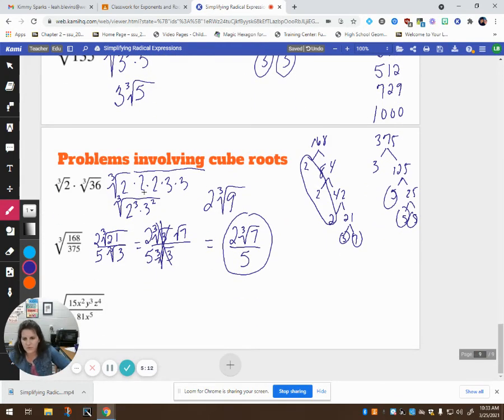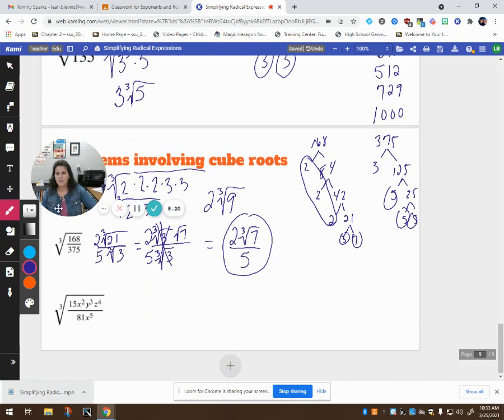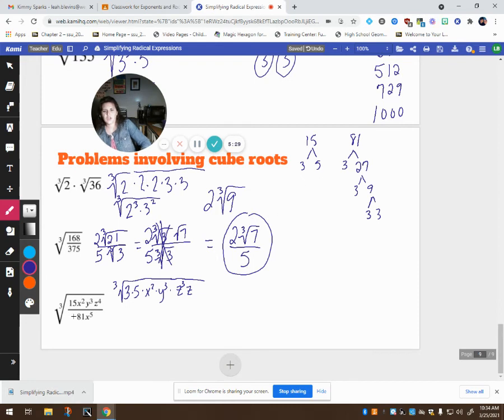All right, moving on to the very last one. Let's try to do the prime factorization and break it apart. I'm going to pause the video, and I hope that you do too, and that you try this on your own. All right, so far I've rewritten the top. Now I'm going to rewrite the bottom.